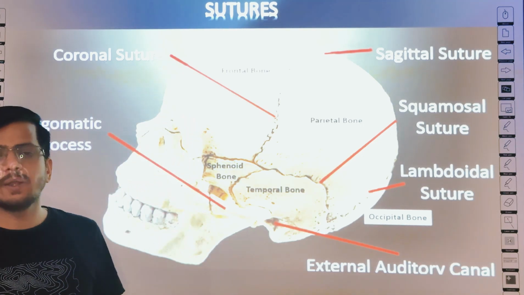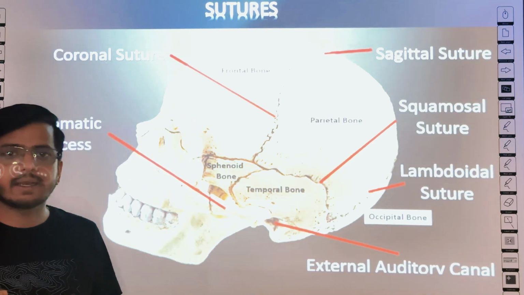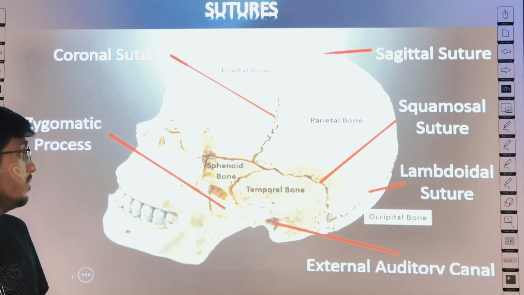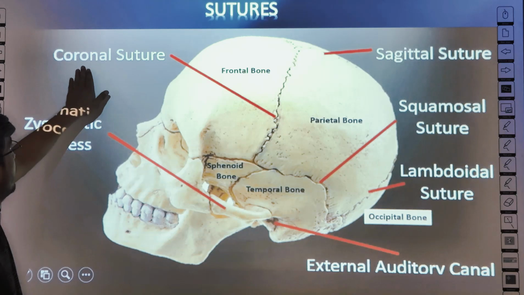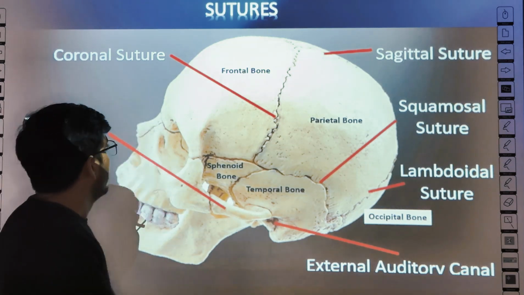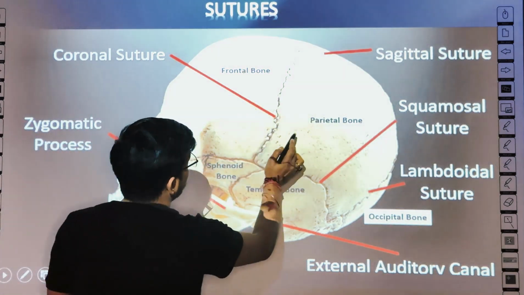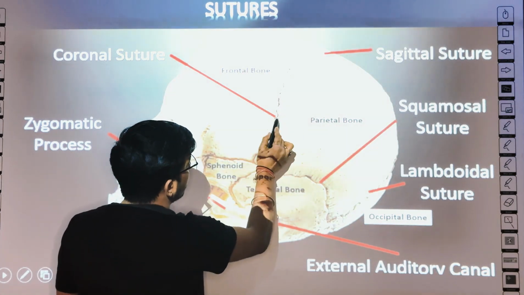In other words, we can say this is the anatomical line that connects two bony plates. So we'll discuss the different types of sutures. First of all, we have the coronal suture. The coronal suture is present between the frontal bone and the parietal bone.